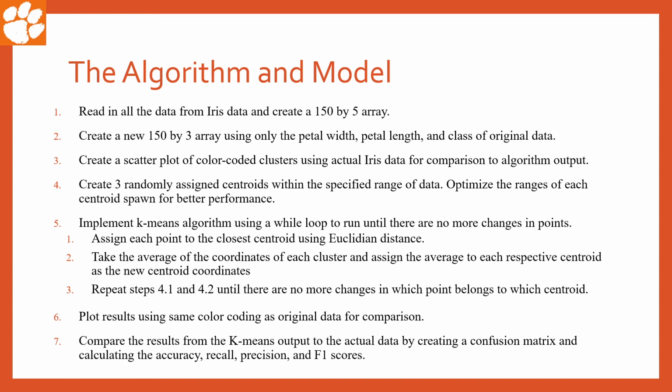I implemented a k-means algorithm using a while loop to run until there were no more changes in point allocations. I was able to do this by assigning each point to the nearest centroid using Euclidean distance, and then taking the average xy coordinates of each newly assigned cluster and assigning the average to its respective centroid. I repeated these steps until no more changes occurred. I then took the results and plotted them using the same color coding as the actual iris data plot. I used the actual iris data to test the performance of my k-means algorithm by creating a confusion matrix and finding the accuracy, recall, precision, and F1 scores.